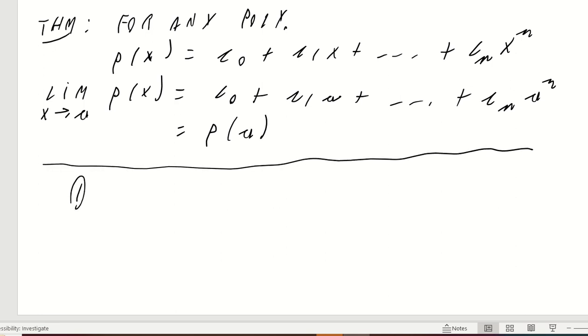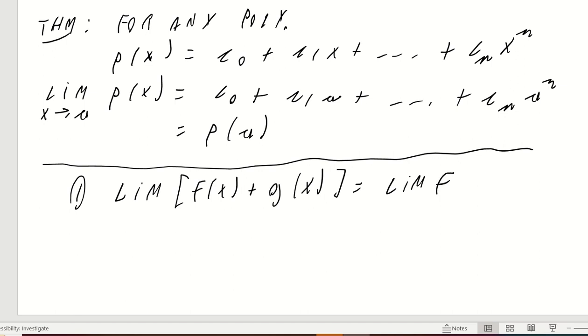So there are two things we need for this. One of the rules of limits is that when we take two functions, such as f of x and g of x, if we're getting the limit of the addition of the two functions, this is just equal to the limit of the first function, f of x, plus the limit of the second function, g of x.